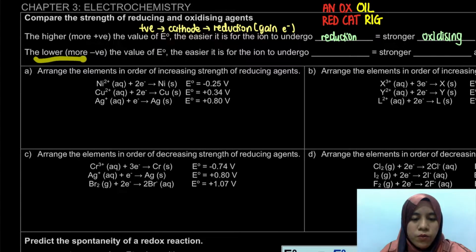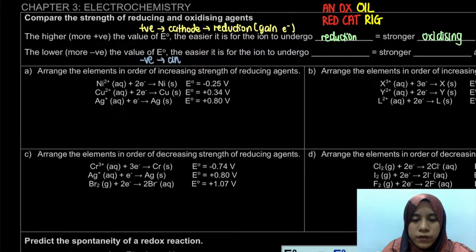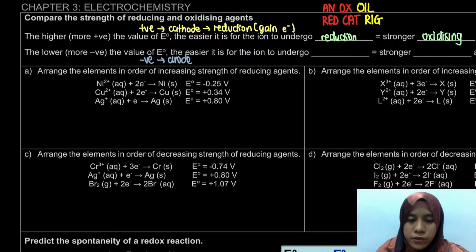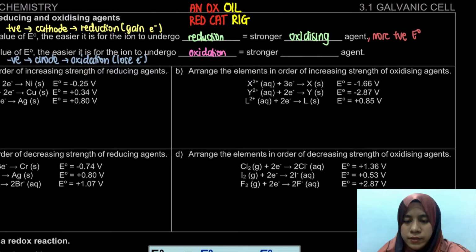Next, the lower or more negative the value of E0. For the negative one, remember, N for negative is our anode. The more negative is referred to as the anode, and the anode is where oxidation occurs, where it will lose electrons. So here I'm just going to write down anode, oxidation, lose electrons. The more negative the value of E0, the easier it is for the ion to undergo oxidation. If it undergoes oxidation, it means that it is a stronger reducing agent. So the stronger the reducing agent, the more negative the E0 value. That's the information that you have to know.